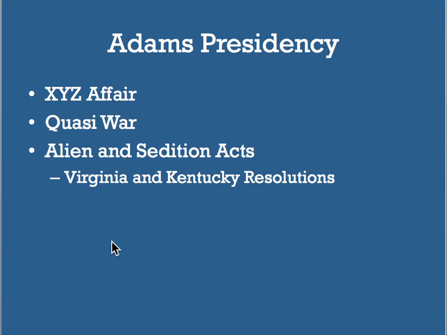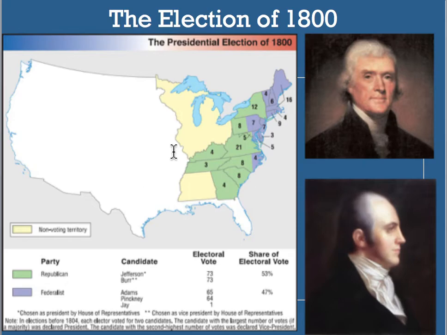pervade American politics all the way up to the Civil War, which finally settles it. It says, no, sorry, states, you don't get to do whatever you want. But it's a very important precedent of the questioning of federal authority because of the Alien Sedition Acts. Now, in 1800, we have the election of Thomas Jefferson over John Adams in a 53 to 47% electoral vote.